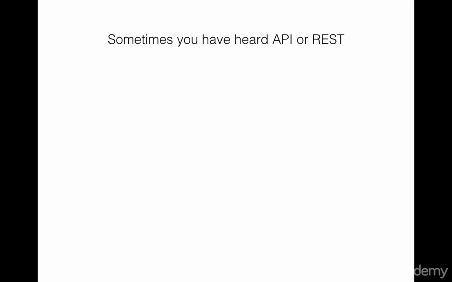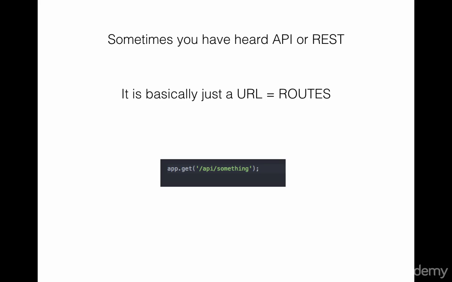Sometimes you have heard the words API or REST. The meaning of API is application programming interface, and REST is representational state transfer. Nothing fancy. It is basically just a URL. What kind of code do you think we will write if someone asks you to write an API? Let's say you work in a company later on. It's basically just this. It looks the same, and the only difference is that I added an extra parameter, which is api. That's it. But what is the real major difference?